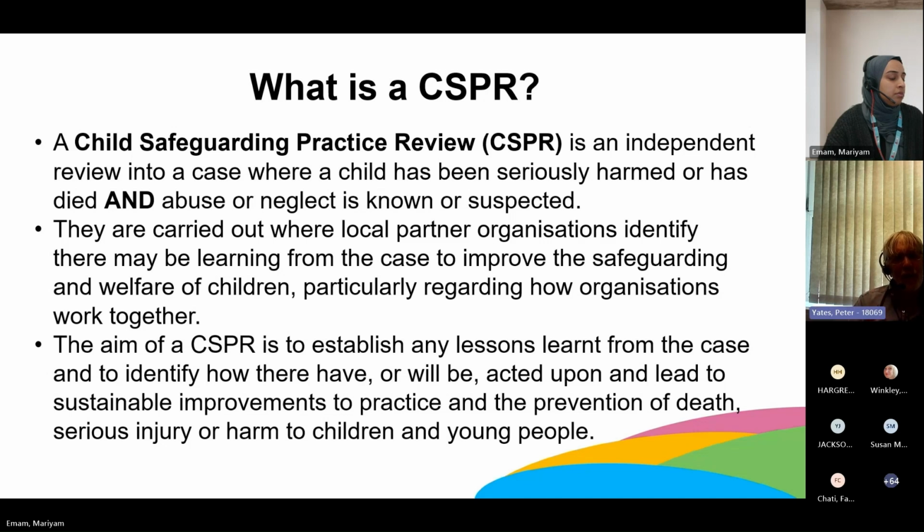A lot of that emphasis is not on what somebody might have done wrong, but it's about looking at how organisations can potentially work better together. And the aim of a Child Safeguarding Practice Review is to establish any lessons learned from the case and to identify how they have or will be acted upon and lead to sustainable improvements to practice and the prevention of death, serious injury or harm to children and young people.